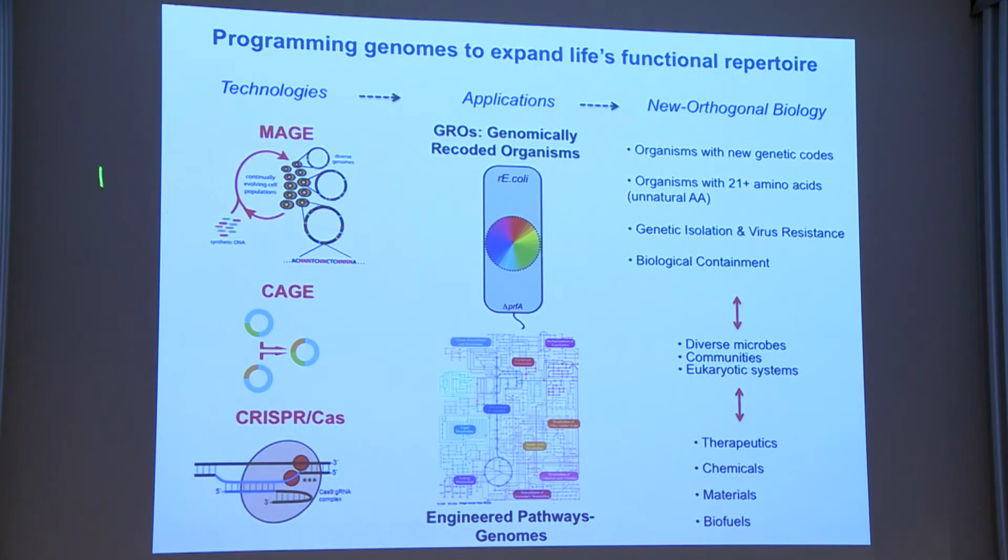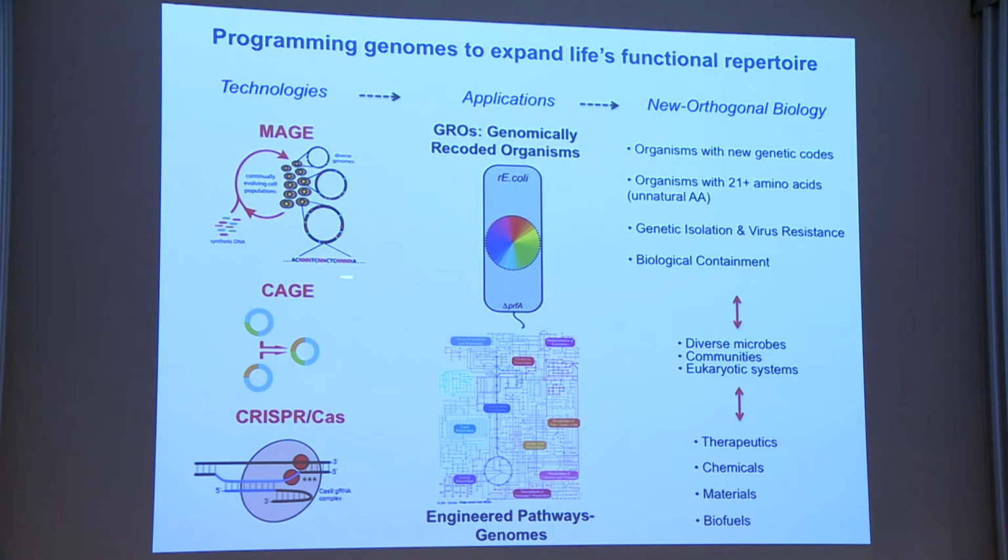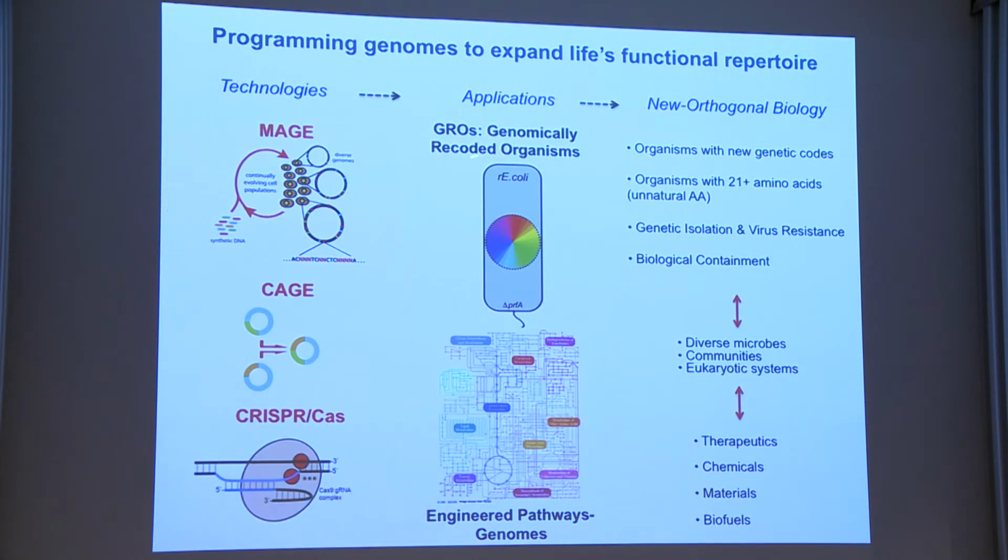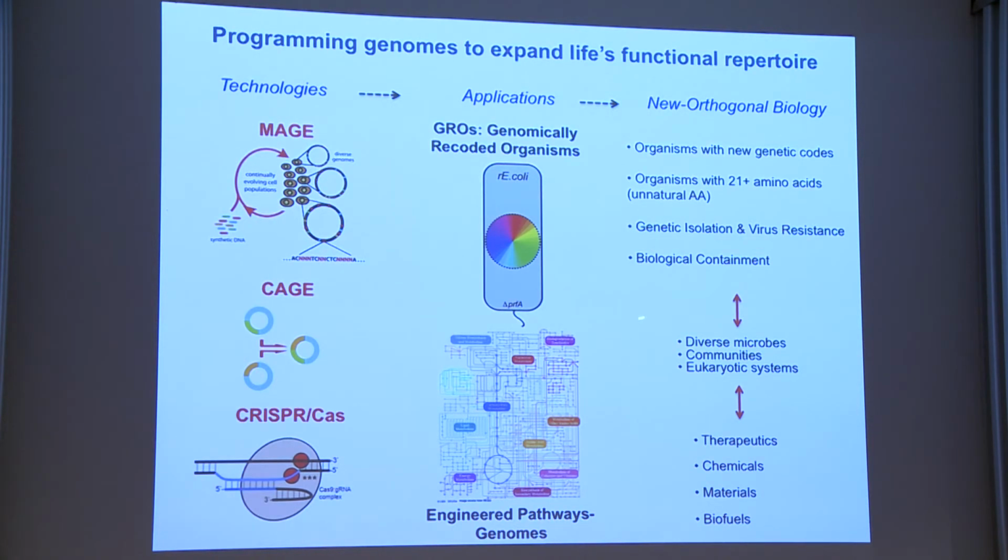More broadly, what you can see from the work that we're doing is we're developing a whole host of new enabling technologies. I focused a lot on the genomic ones, but there are other types of biomolecular technologies with applications for engineering pathways and genomes, as well as continually doing more recoding towards producing new and orthogonal biological systems that now are going beyond just E. coli into other microbes, communities, as well as eukaryotic systems.